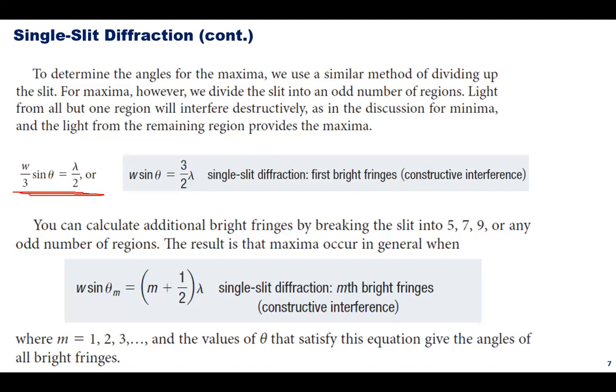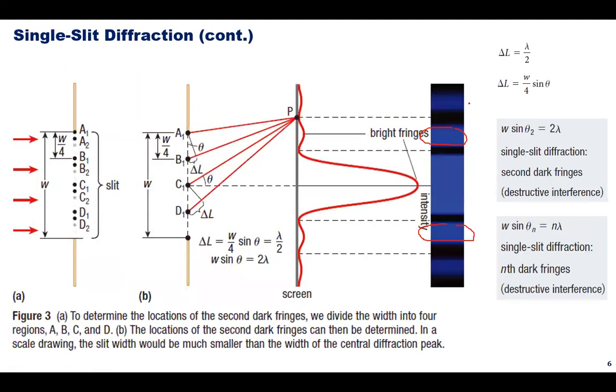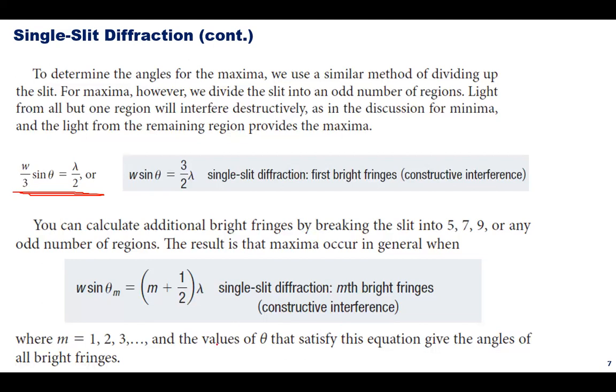You can calculate additional bright fringes by breaking the slit into 5, 7, or 9, or any odd number of regions, right? The result is that maxima occur in general when we have this relationship: W times sine theta m should equal m plus 1/2 times lambda, where m equals 1, 2, 3 corresponds to the first, second, and so on bright fringes. And the values of theta m that satisfy this equation give the angles of all bright fringes.